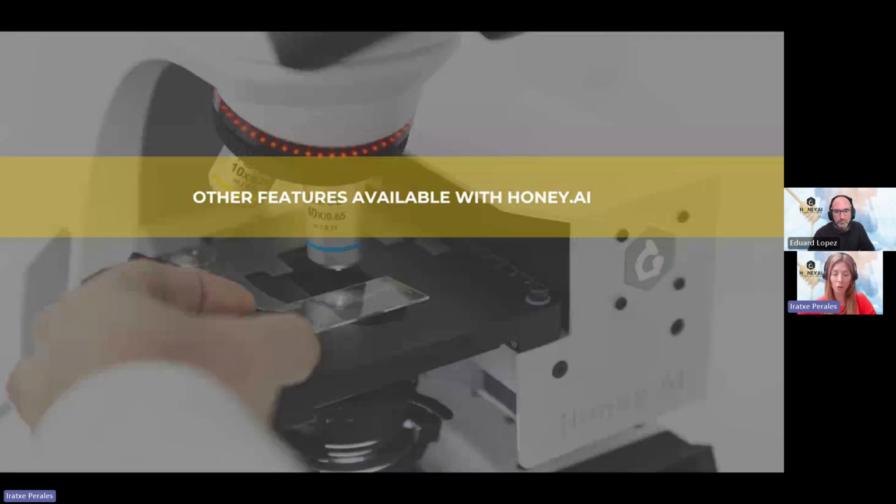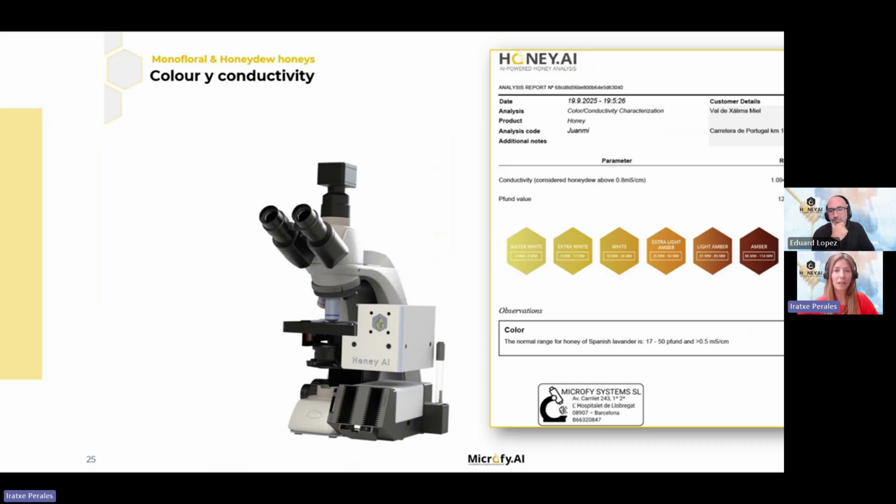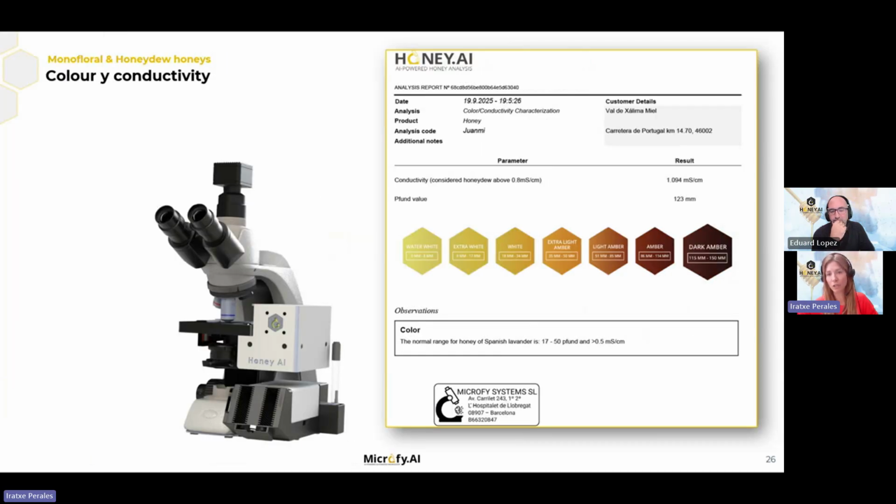Now I will explain also other analyses that you can do, and then we will do the live demo. Let's go very fast for color and conductivity. In this case, this is the PDF of results that you receive. You can use the conductivity probe to measure the conductivity. It's very important because some monofloral honeys need to have a range of a specific conductivity. For instance, in Spain, there are DOPs and IGPs that identify the specific conductivity that they should have. But also for honeydew honeys, you need to measure the conductivity.